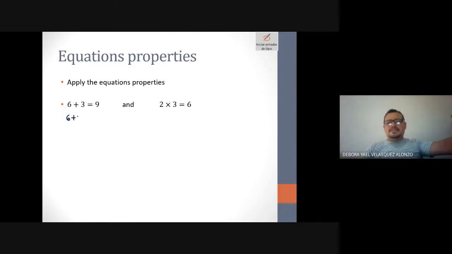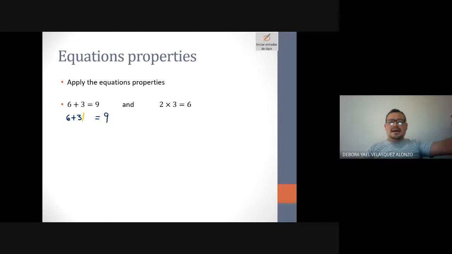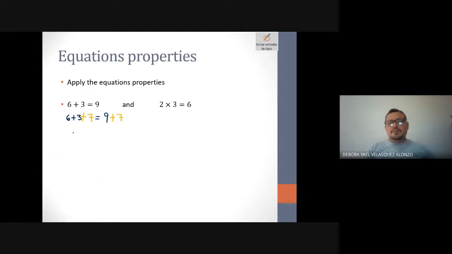If I have 6 plus 3 equals 9, applying the addition property, just to show you something: if I add 7 on this side, then I have to add 7 on the other side to keep the balance working. Then we're going to have the same result on both sides. You have 6 plus 3 plus 7, which is 16, and 9 plus 7, which is 16 too. So this stays the same. We must always be sure that the equation stays the same.